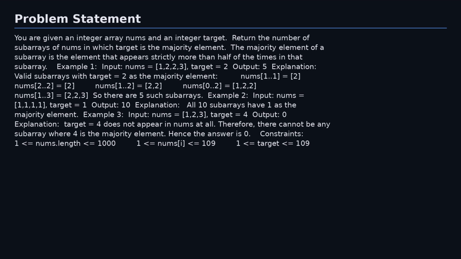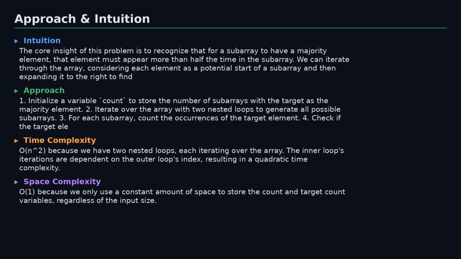Now, the core insight of this problem is to recognize that for a subarray to have a majority element, that element must appear more than half the time in the subarray. Think of it like a voting system, where each element in the subarray gets a vote, and the majority element is the one that gets more than half the votes. This intuition is crucial in solving this problem, as it allows us to focus on counting the occurrences of the target element in each subarray.